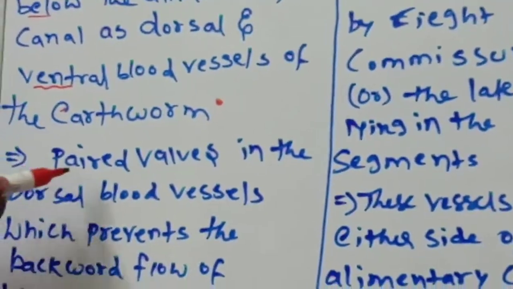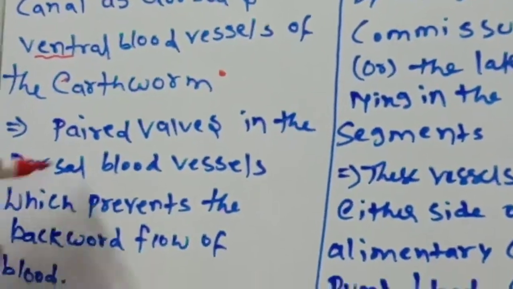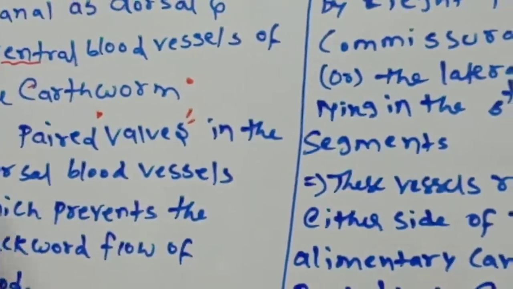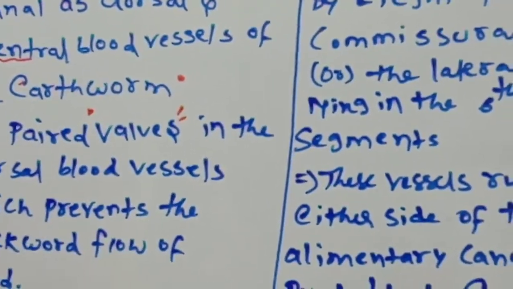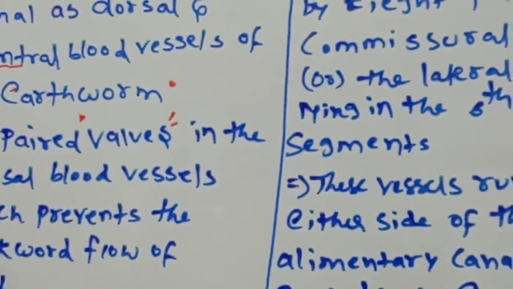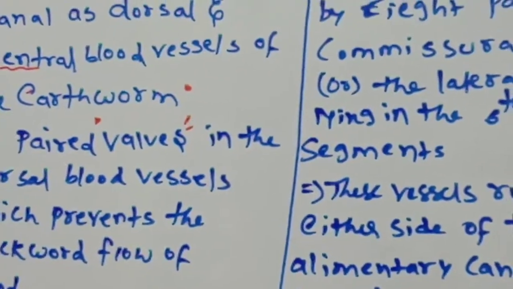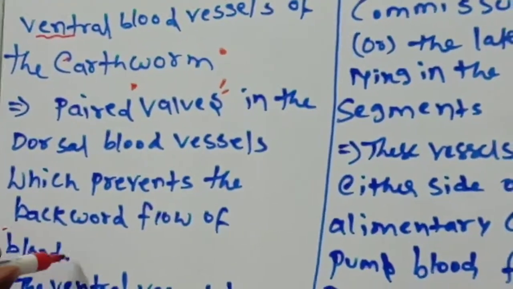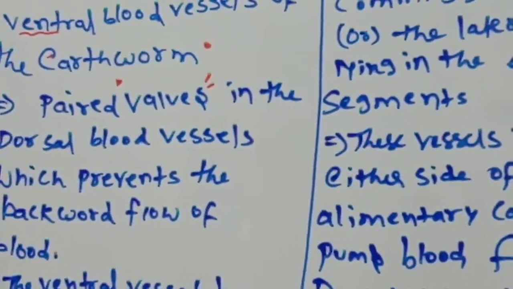So, paired valves in the dorsal blood vessel. Dorsal blood vessels only have valves. Why? What is the use of valves? They allow the blood to flow in one direction only. So paired valves are there in the dorsal blood vessels, which prevent the backward flow of the blood.